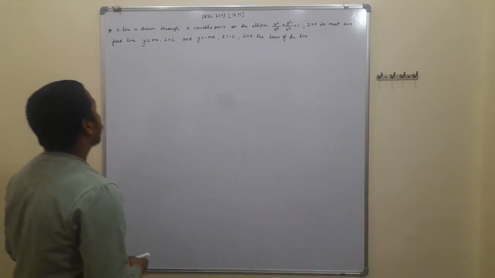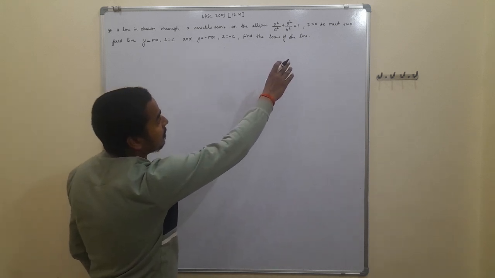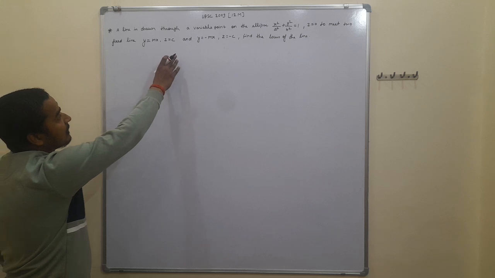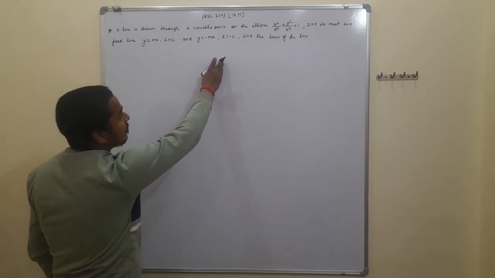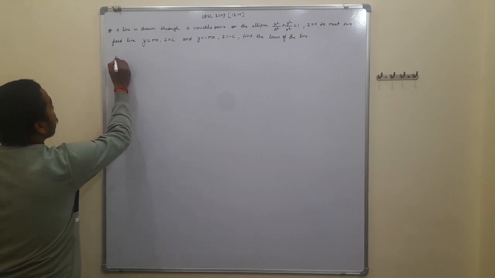Here in the question, a line is drawn through a variable point of the ellipse and z is equal to 0 to meet the fixed lines, y is equal to mx and z equal to c, and y is equal to minus of mx and z is equal to minus of c. Hence find the locus of the line. Let's solve the problem.